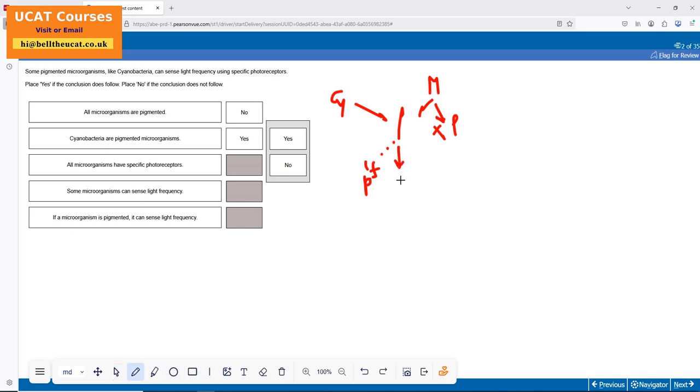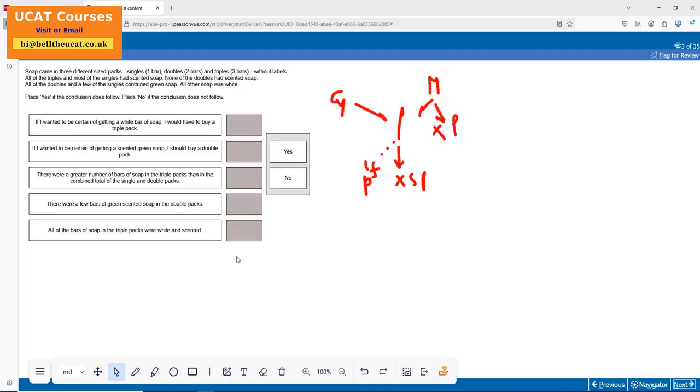That means most of them do not have specific photoreceptors. Ready? So one more time. All microorganisms have photoreceptors. No, only the ones which are pigmented. Letter P. No, right. Some microorganisms can sense light frequency. Yes, 100% yes. There are microorganisms that are pigmented, and there could be a small proportion of them which could sense light. Next, if a microorganism is pigmented, it can sense. No, they could be pigmented and it can't sense. Answer is no in this case.